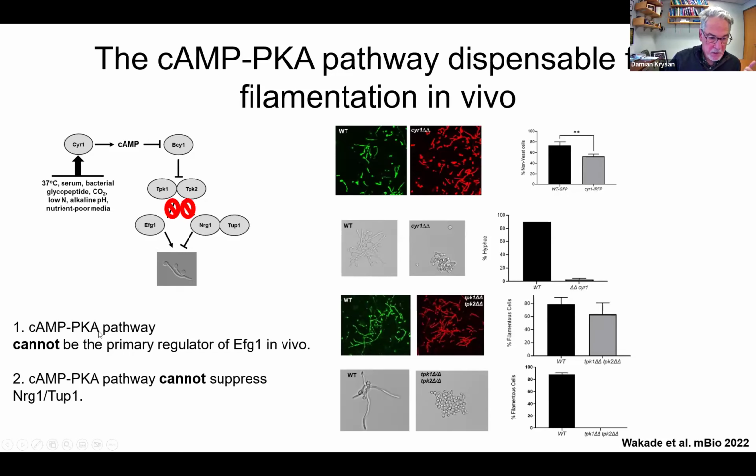And this basically says the cyclic AMP pathway, first of all, cannot be the prime regulator of EFG1. And second of all, it can't be involved in the downregulation of NRG1 or TUP1. Something else has to be doing that.